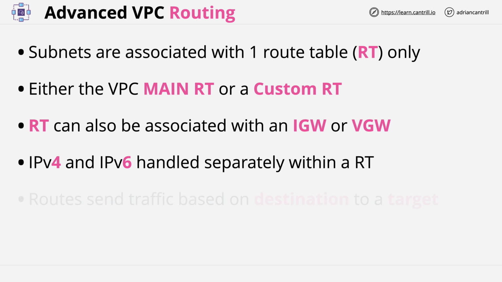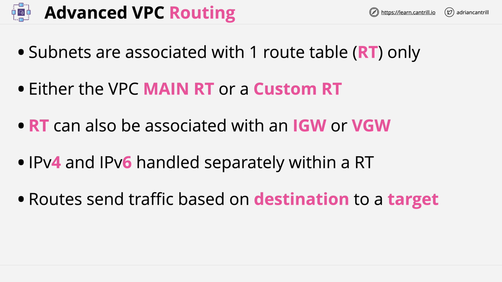At a high level, routes have two main components, a destination and a target. Now, the destination can either be a default destination, a network in CIDR notation, or a specific IP address also using a CIDR notation. And the destination is used by the VPC router or a virtual private gateway or internet gateway when it's evaluating traffic.